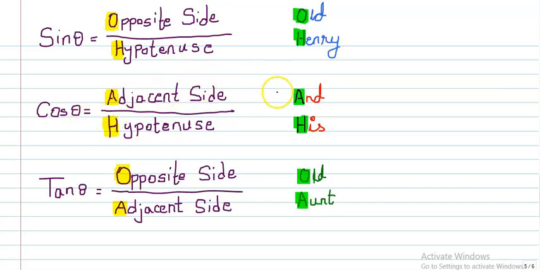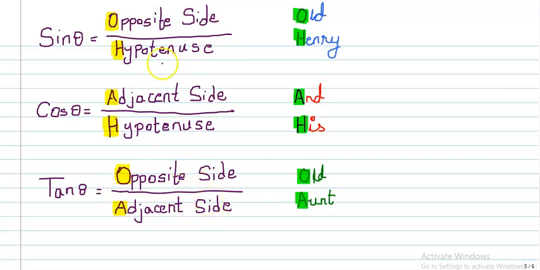Cos theta, and his. So A for adjacent side and H for hypotenuse. So adjacent side by hypotenuse. And tan theta, the 2 words used for this ratio are old aunt, O for opposite side and A for adjacent side. So the definition of tan theta is opposite side by adjacent side.